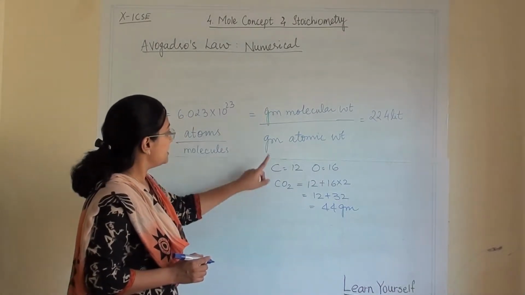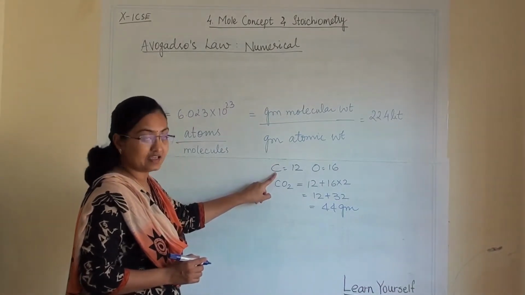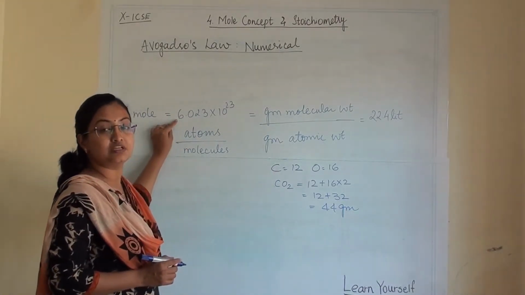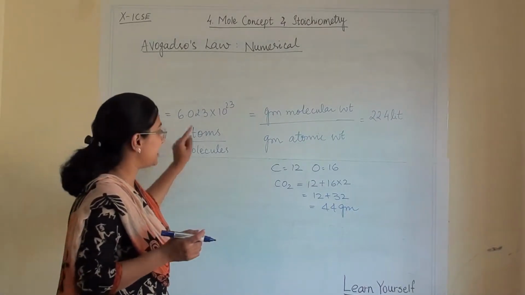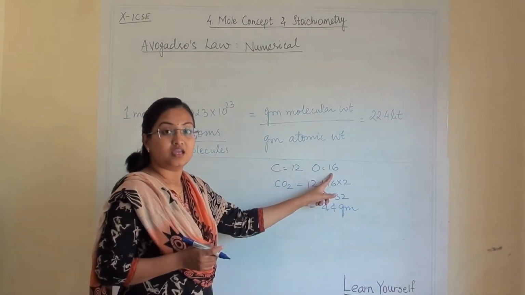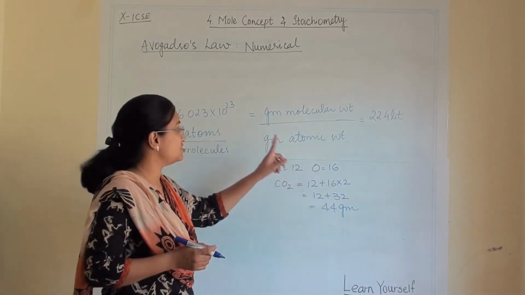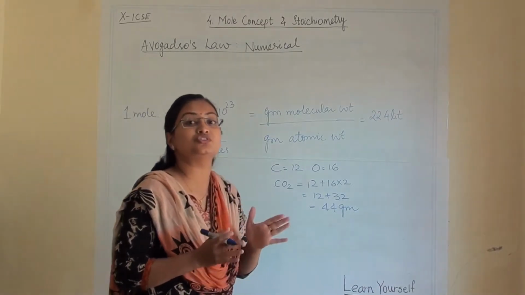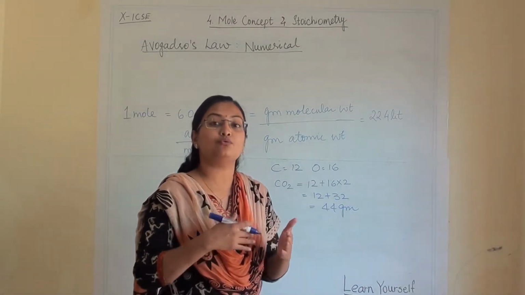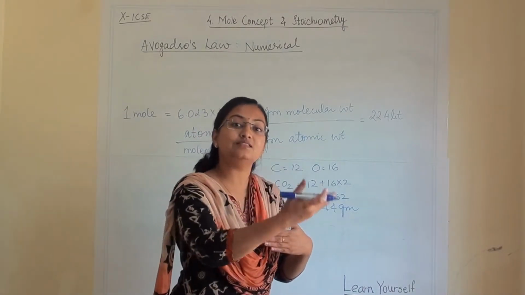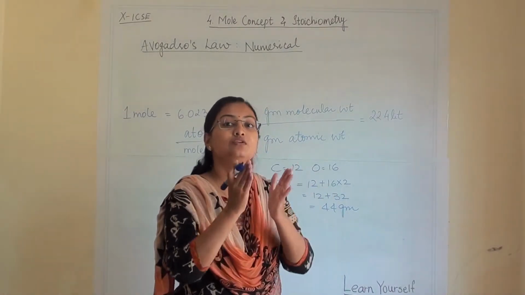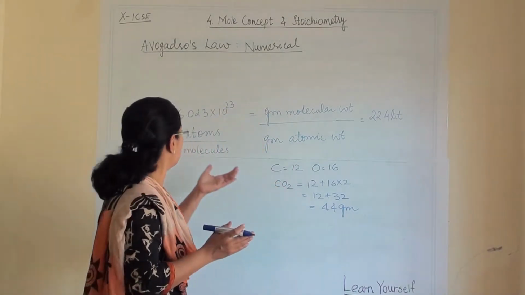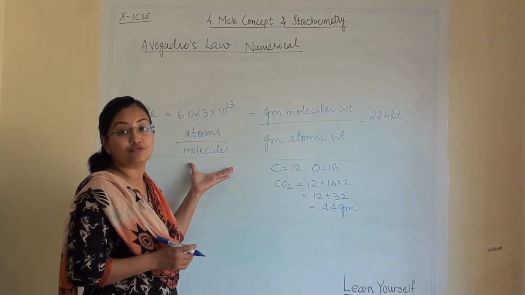And if 12 gram of carbon is there, how many atoms will be in that? 6.023 10 raised to 23. Or you can take oxygen. In 16 gram of oxygen, how many atoms are there? This many. But if they refer to oxygen gas, then you have to take O2, and the mass will change to 16 into 2 equals 32. So in 32 gram, this many molecules of oxygen will be there.